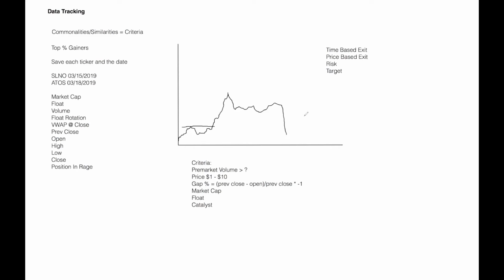Oh, that pattern exists. Somebody likes it. Somebody makes money off of it. Oh, well, I'm going to write that down. Let's go track those. Okay, well, I'm going to track the top percent gainers for the day, and I'm going to see if they had any pre-market breakouts. If they did have a pre-market breakout, I'm going to go do this.